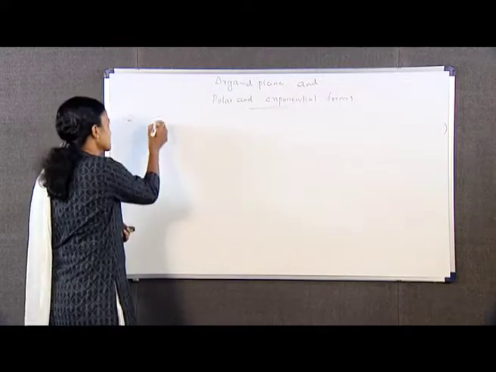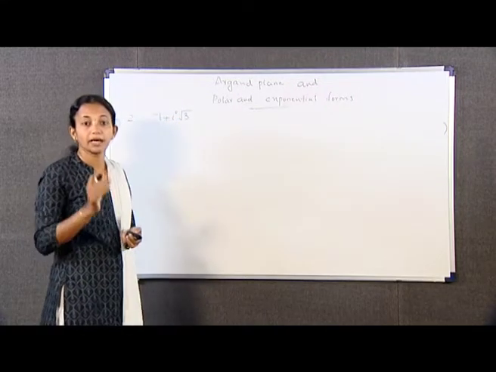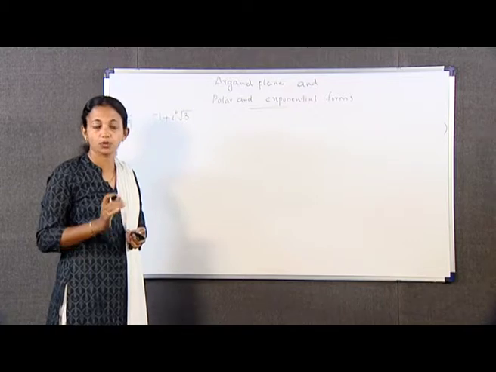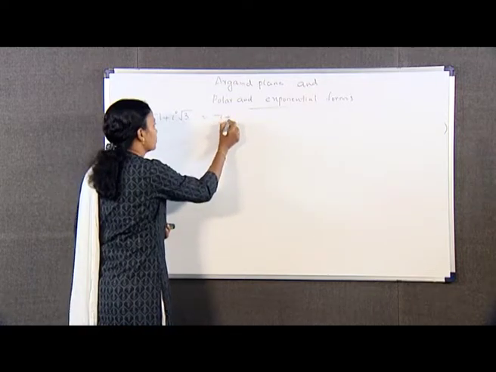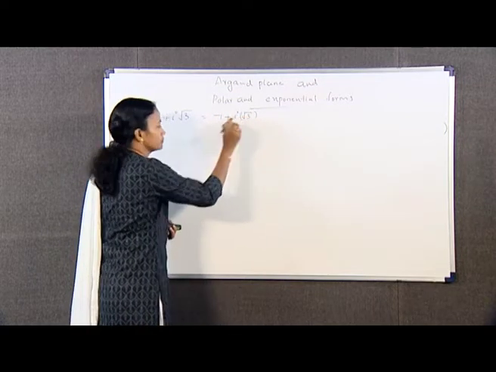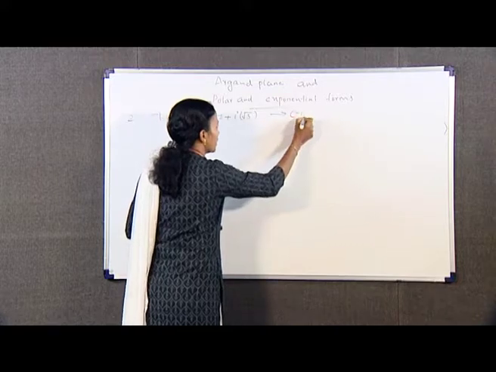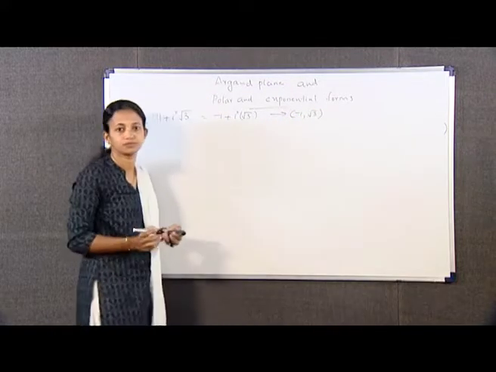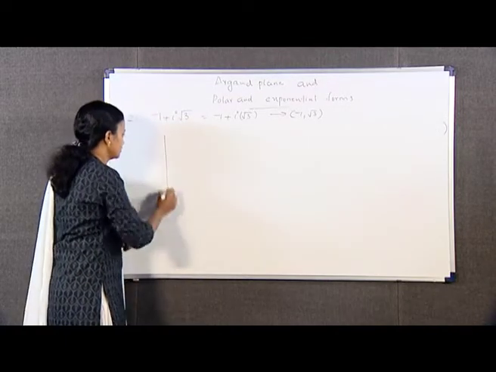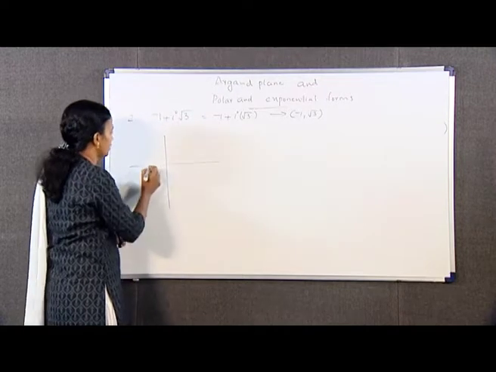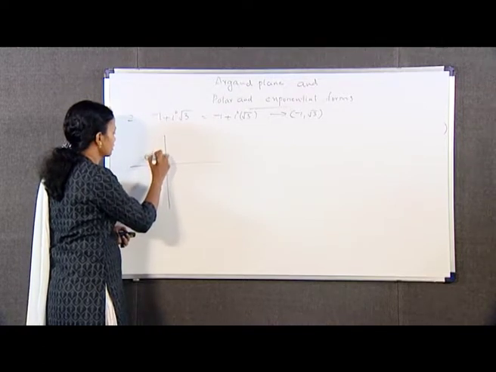That is minus 1 plus i root 3. Note that minus 1 plus i root 3 is equal to minus 1 plus i into root 3. This corresponds to the point (minus 1, root 3), which lies in the second quadrant. Here we have minus 1, here we have root 3. So, here we have the point (minus 1, root 3).